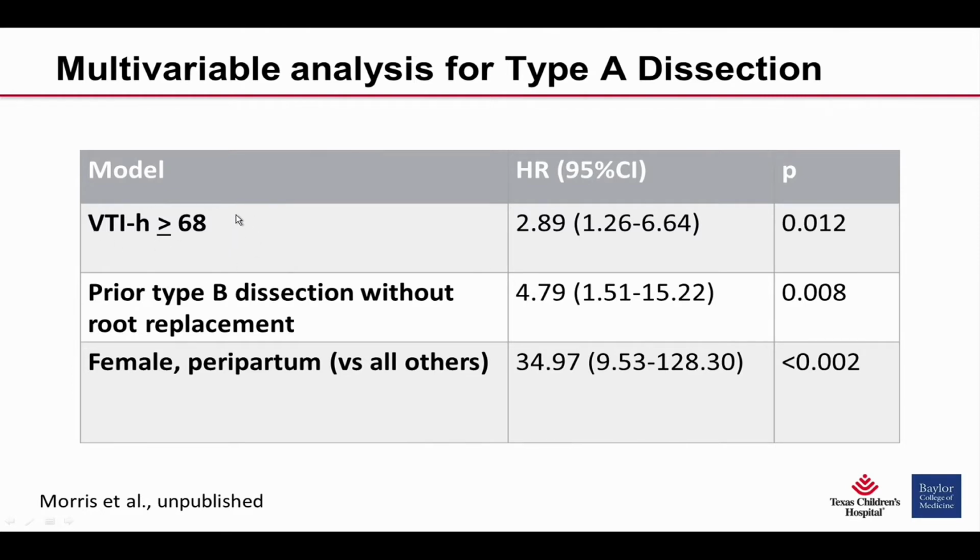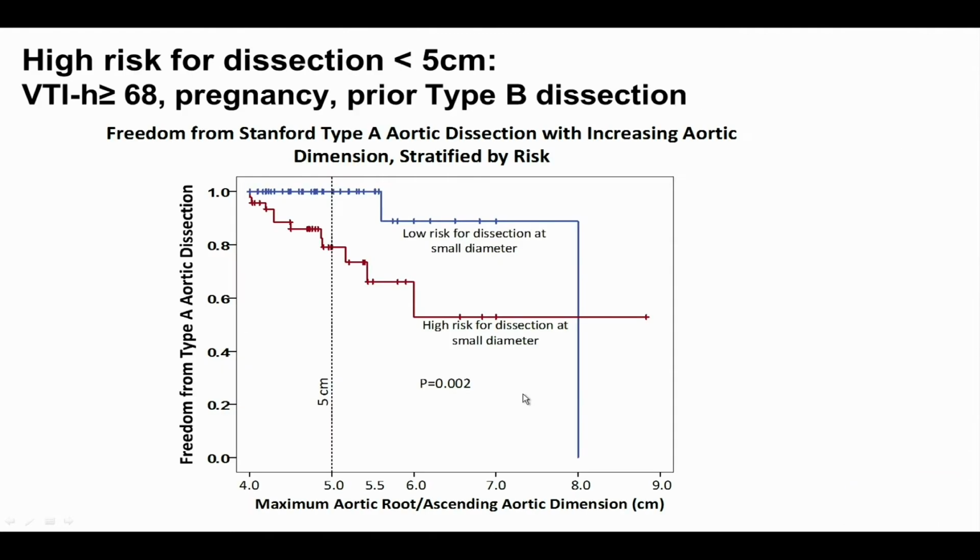VTI, height adjusted, persisted as a strong risk factor for type A aortic dissection, 2.89. Interestingly, patients who had a type B dissection as their first dissection and did not have a root replacement was strongly associated with a type A dissection in the following 2 years, and female and peripartum, and this was including pregnancy and the 3 months postpartum. And these came out in a multivariable analysis as our only 3 risk factors for type A dissection in our group. Now, this is a different way of looking at it.